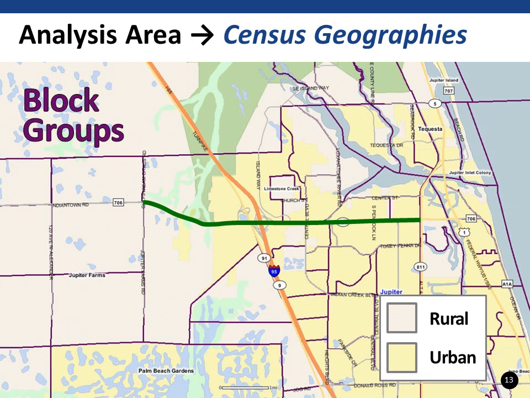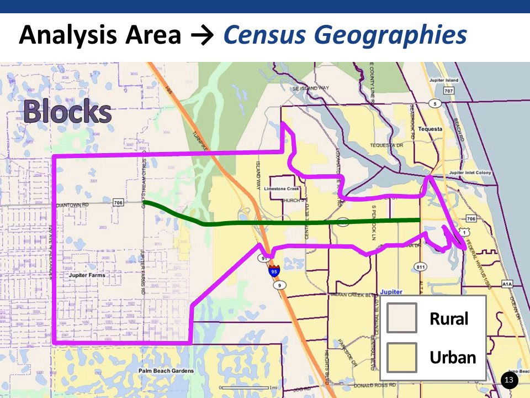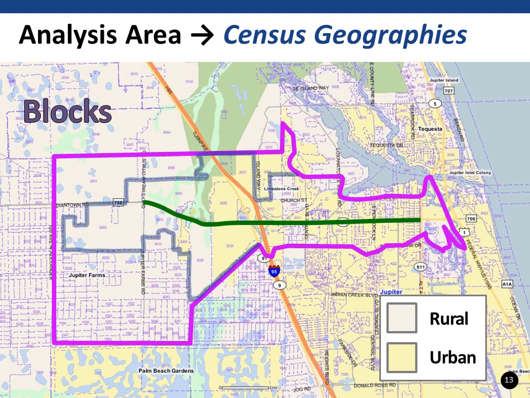Looking at the block groups adjacent to the project, we can see what the analysis area would look like if we selected block groups to define the analysis area. If potential exists for adverse project effects, especially an effect focused in a particular location, we should review the block data to know more about the population groups in that location.